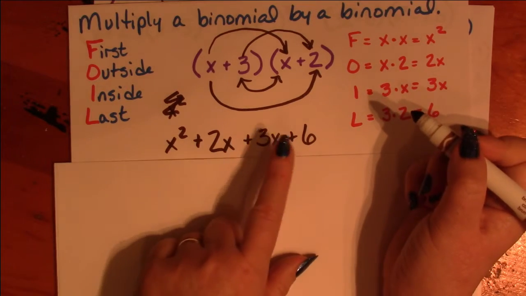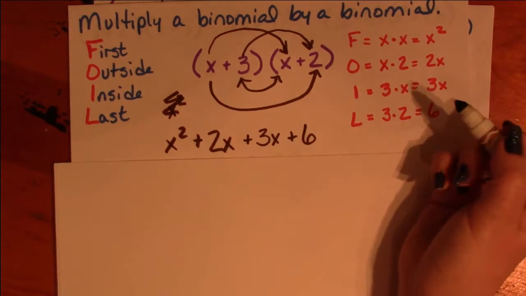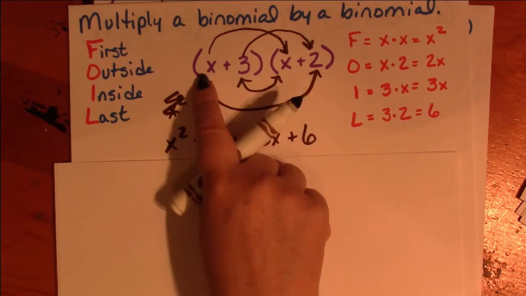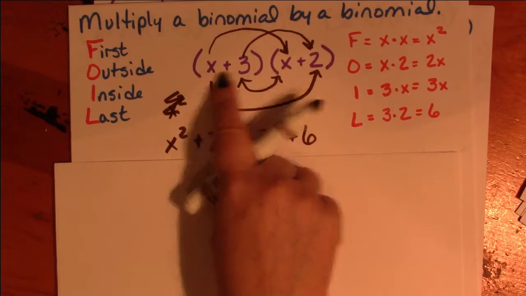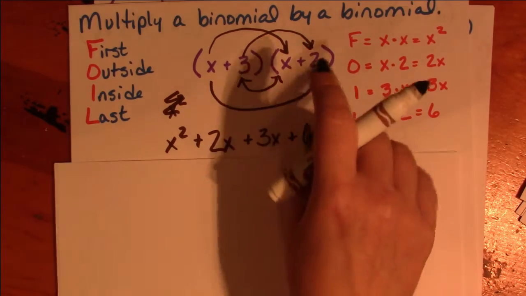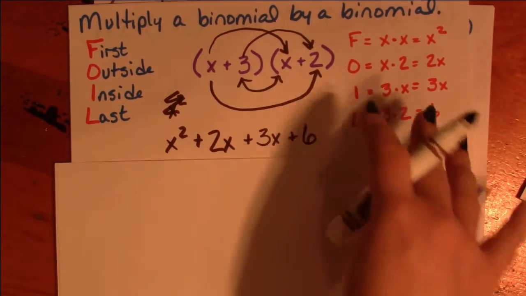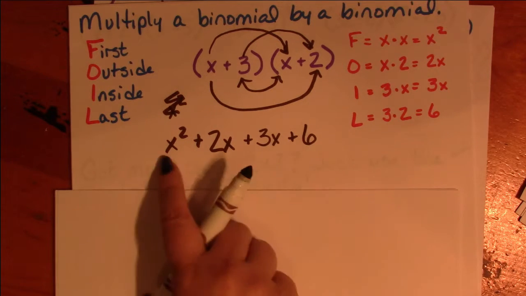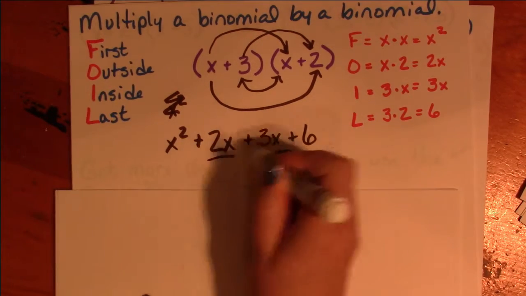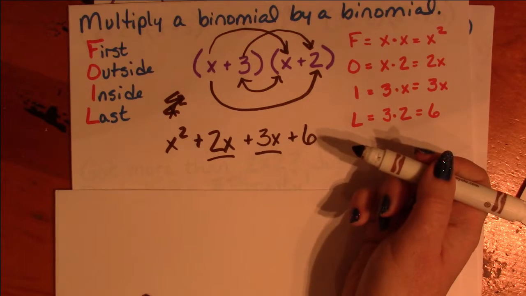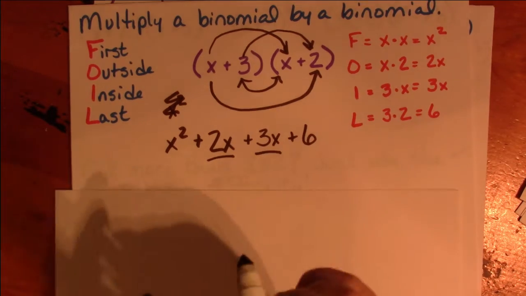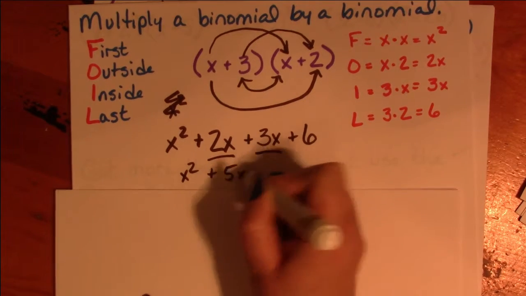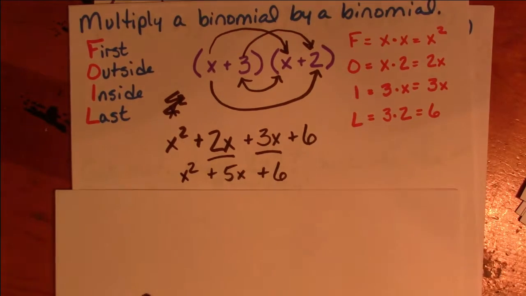First, outside, inside, last. And you're going to keep the signs with the numbers or variables, because that tells you whether they're positive or negative. Now you have a polynomial with 4 items, but notice these 2 are like terms, so we need to combine them. So our final answer is x squared plus 5x plus 6.